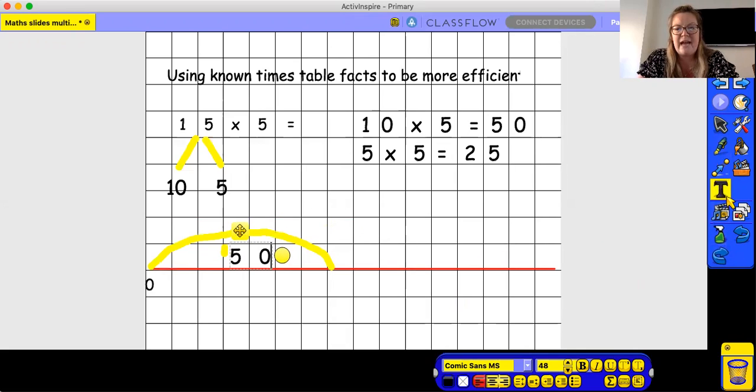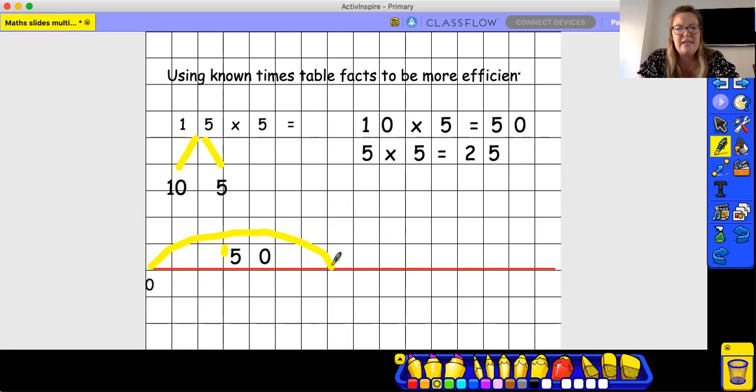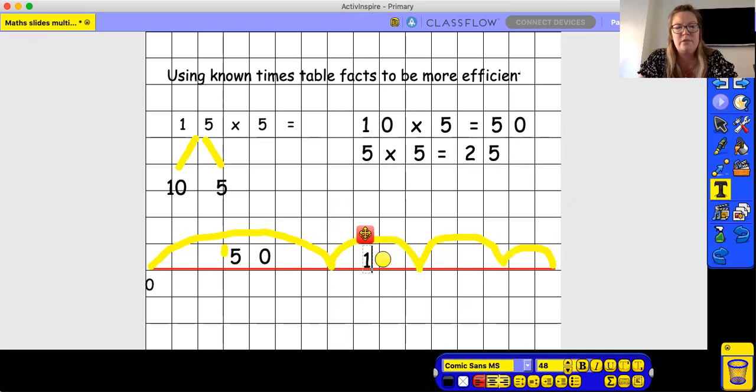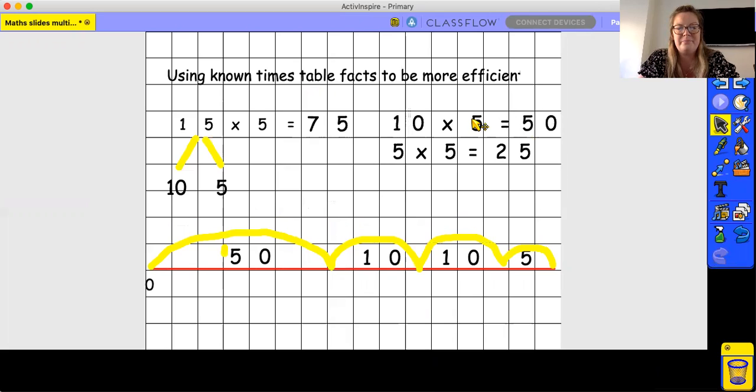Now let's start at 50 and add on 10, 10 and 5 first. So 50 add 10, add 10, add 5. Let's see if we can work this out all together. 10, 10 and 5. So we've got 50, 60, 70 and 5 more is 75. So our answer to 15 times 5 is 75. Well done if you got that answer.